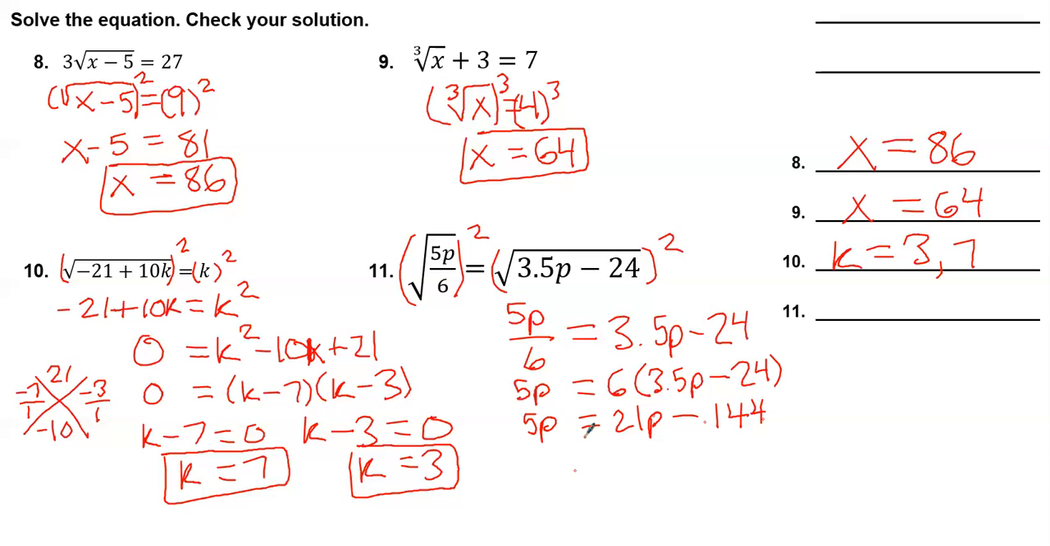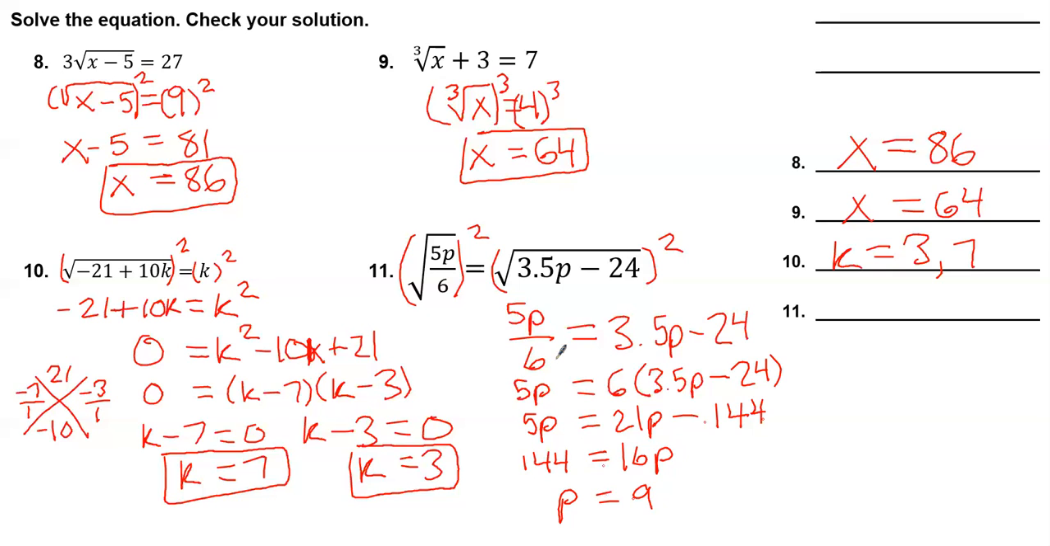I'm going to switcheroo all of this. I'm going to add 144 to both sides and subtract 5p from both sides. And I get 144 is equal to 16p. Divide both sides by 16, and then p is equal to 9, because if it was 16 times 10, it'd be 160. So you have one less group of 16 to get to 144.